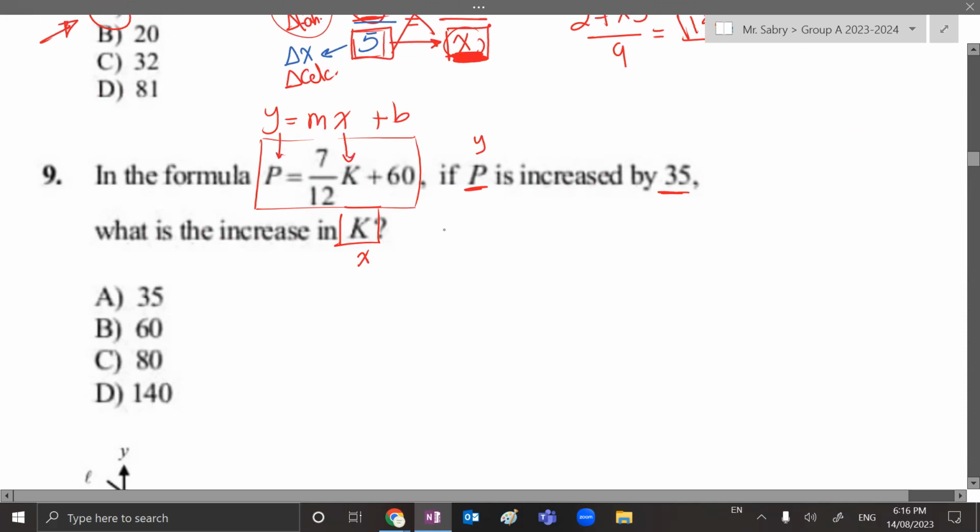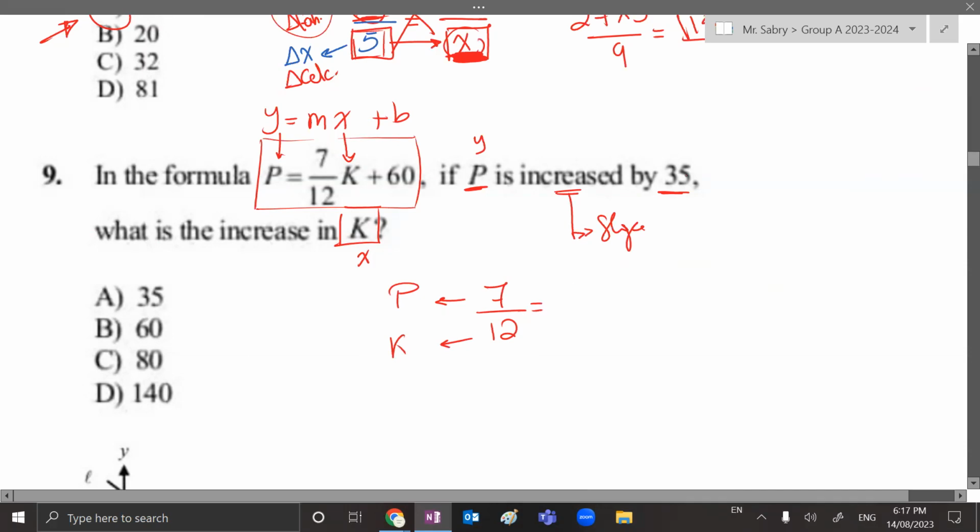When they talked about being increased by this much, they want to know the increase, so I thought of the slope. Because of the word increase, I thought of the slope. So what is the slope? It's 7/12. We just said that the 7 stands for the P, which is the Y, and the 12 stands for the K, which is the X.